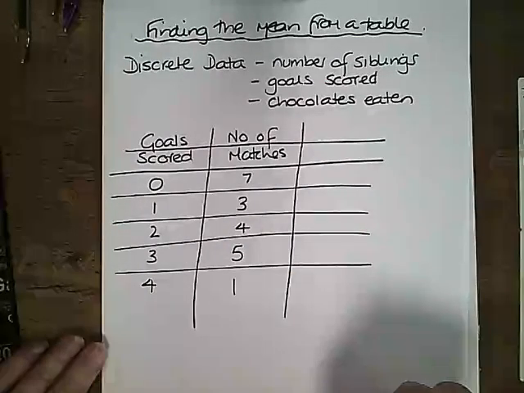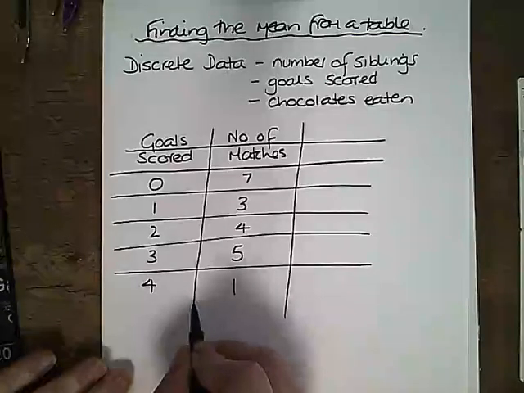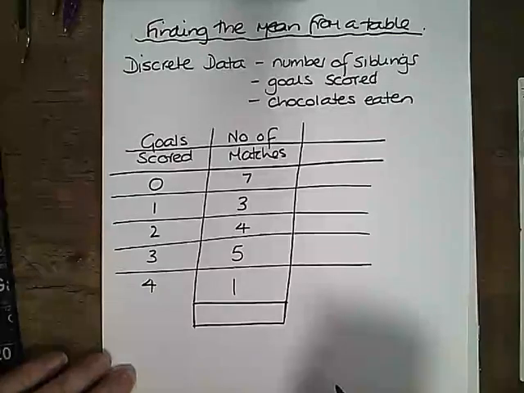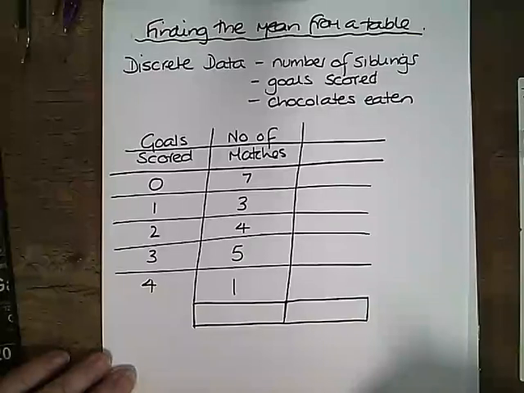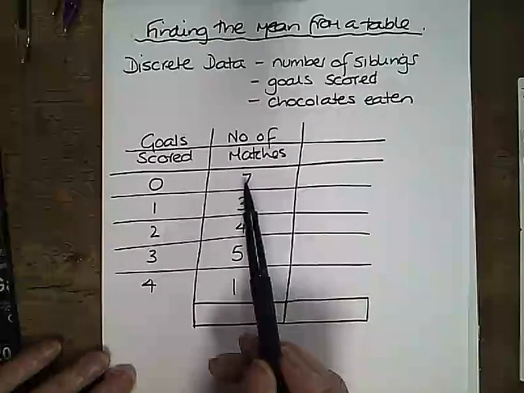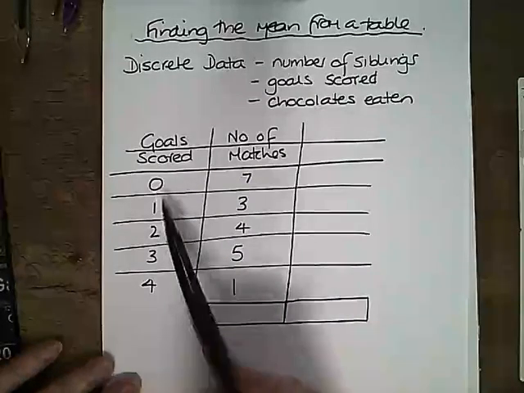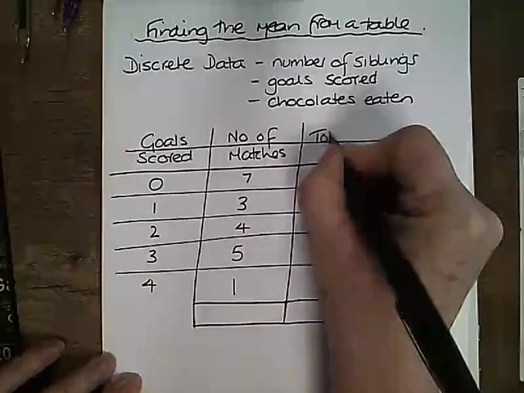We are going to try and work out the mean number of goals per match. So we need to have a couple of totals. We need the total number of matches down here, and we also need the total number of goals scored. In order to find the total goals, we need to count the goals from the different matches. The table is telling us that there were 7 matches where no goals were scored, so that adds nothing to our total goals.